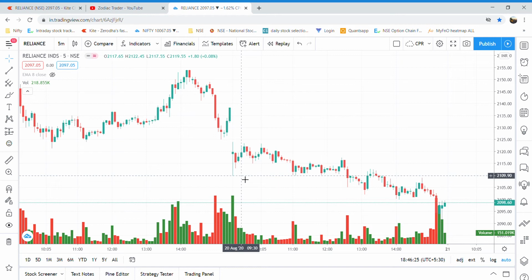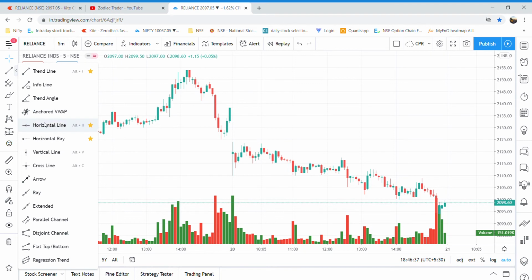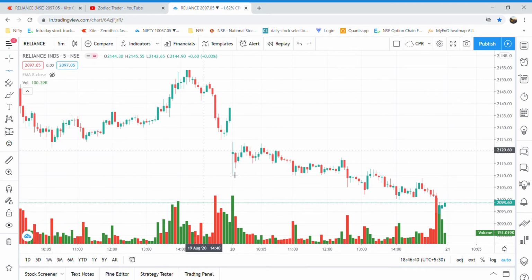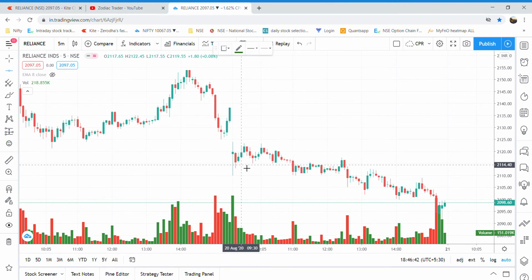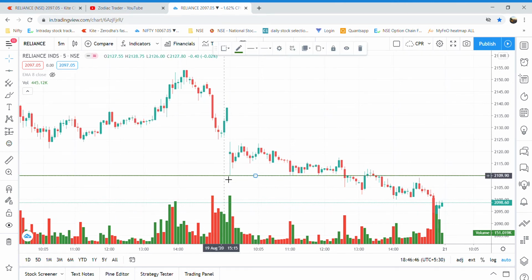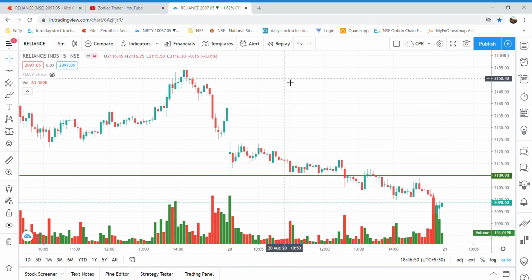So what I would do is take the earlier swing low. I would take a horizontal line, and since these are the two candles, the swing low would be here, and mark this. Alright, so this becomes a support.